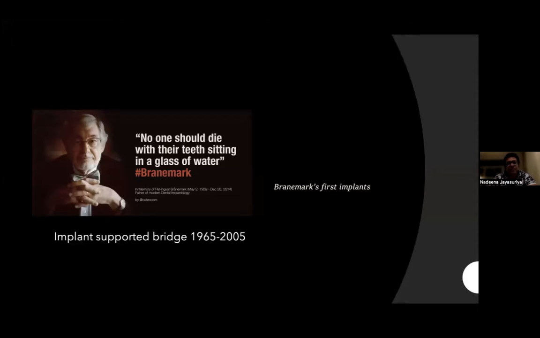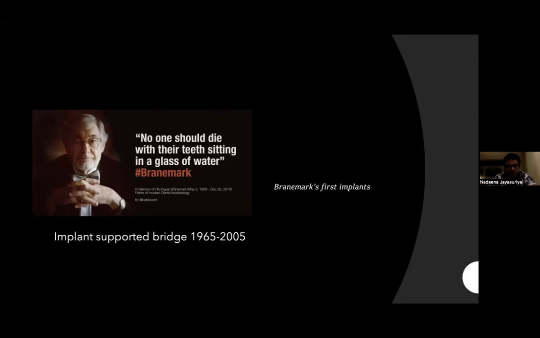And when he checked it, it had fused. So that's how dental implants came to the world. That's about 60 or 70 years ago, not too long. And he started the first implants.